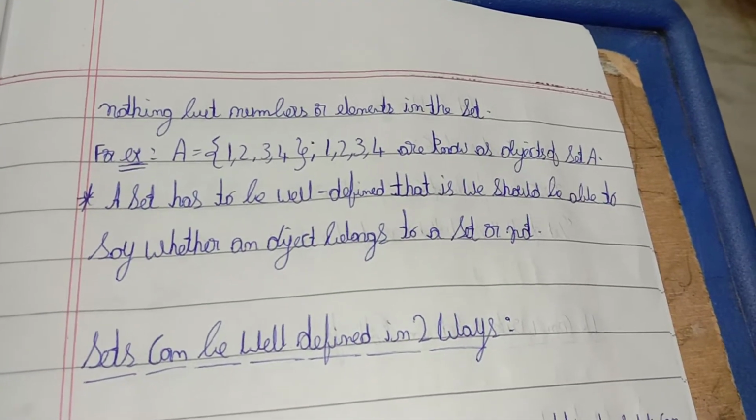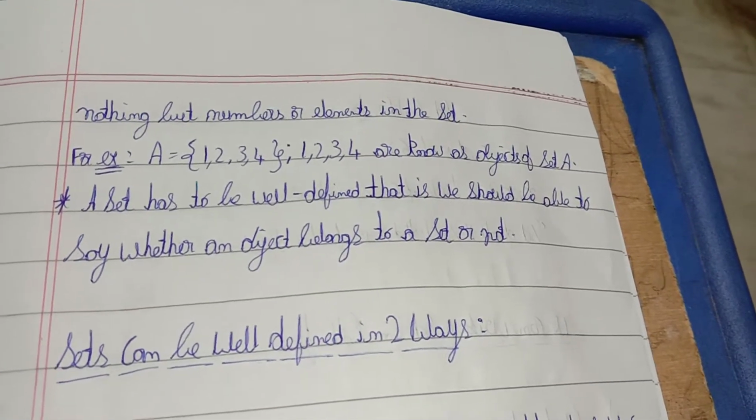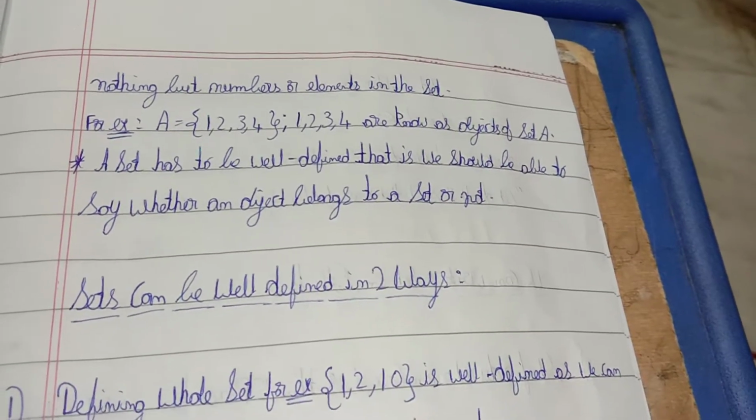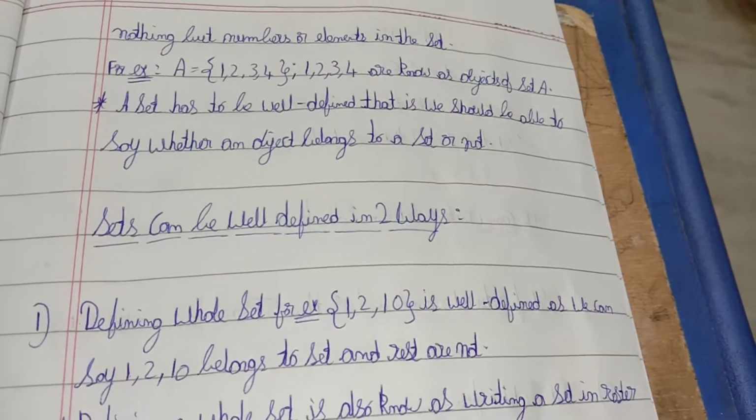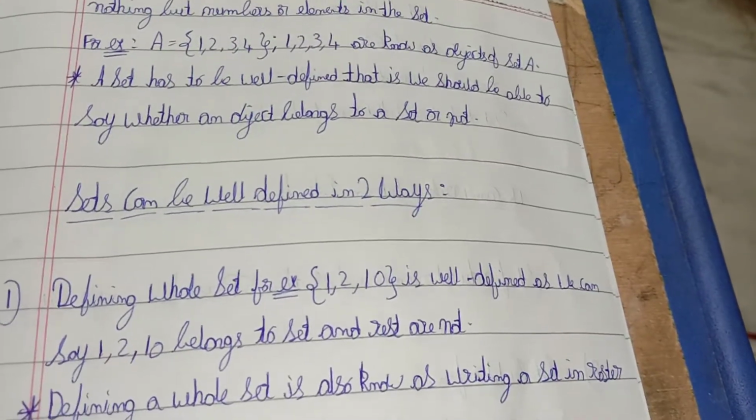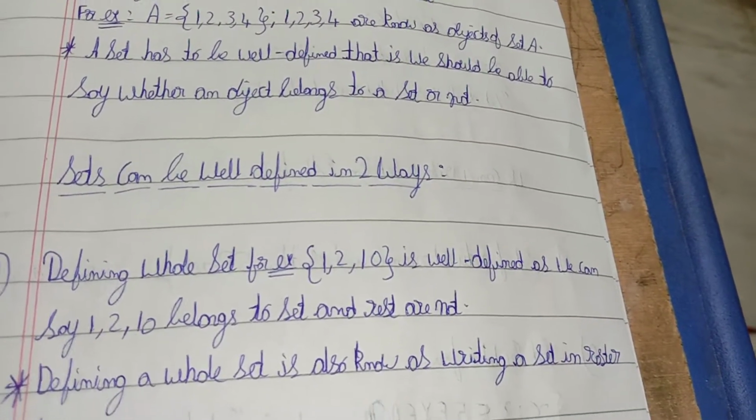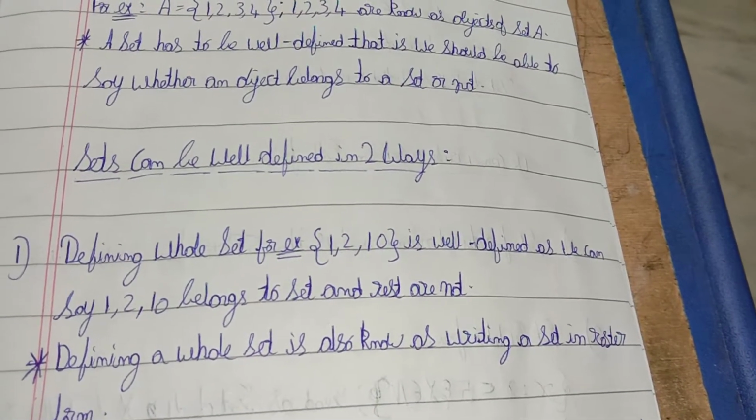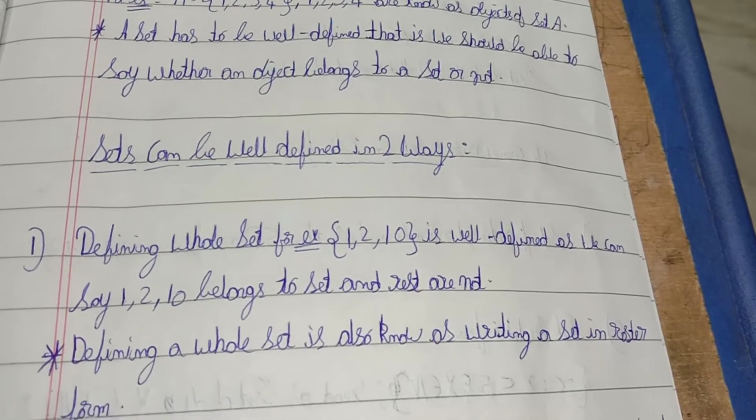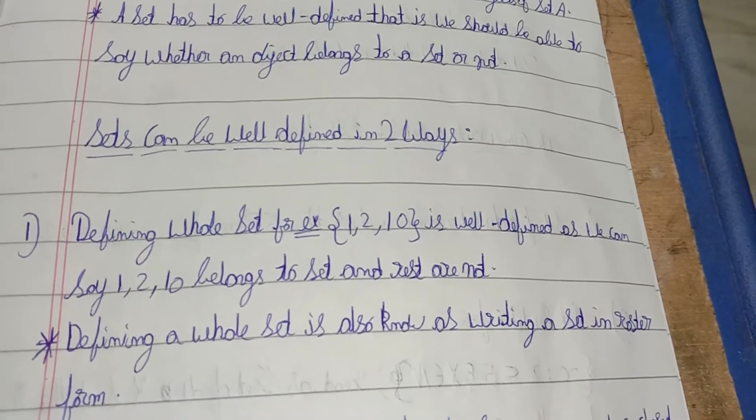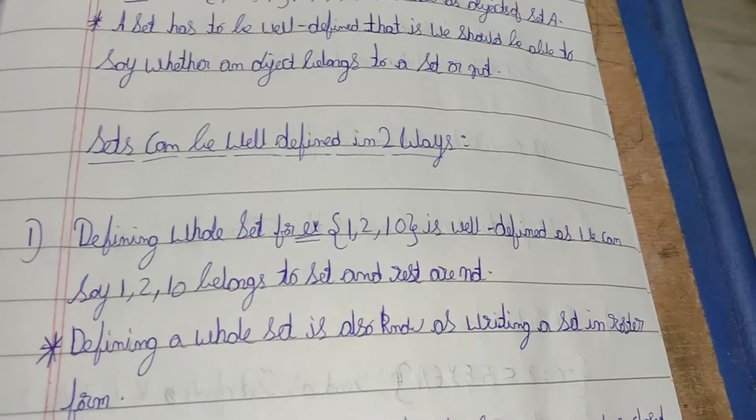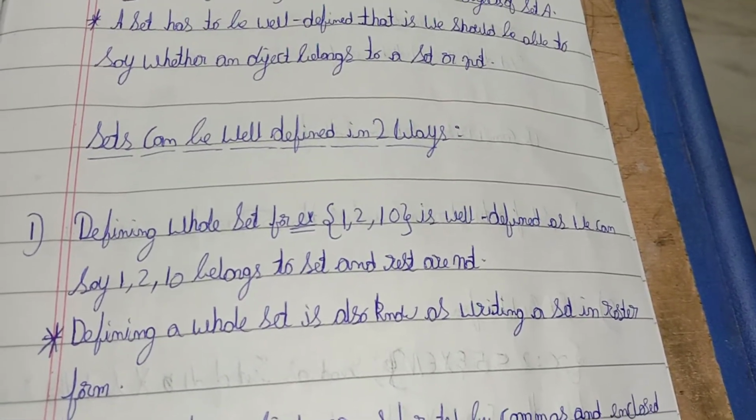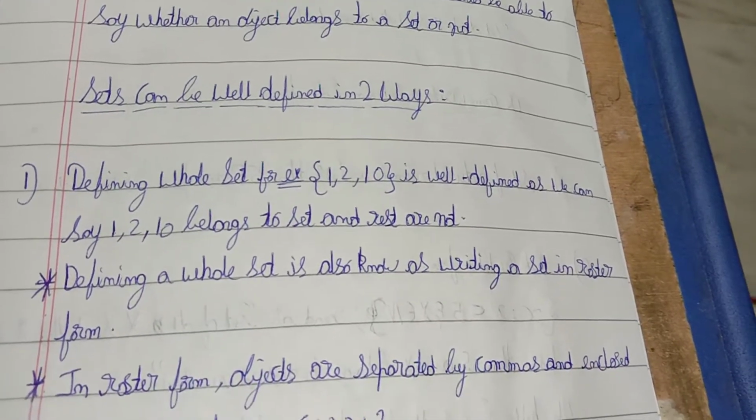A set has to be well-defined, that is, we should be able to say whether an object belongs to a set or not. A set can be well-defined in two ways, friends. One is defining the whole set, for example 1 to 10 is well defined as we can say 1 to 10 belongs to the set and the rest do not, friends. For example, very large numbers are there, friends: 1 to 10, 11, 12, like that. In that, 1 to 10 belongs to one set, and for the remaining we don't know. That is one way to represent sets, friends.